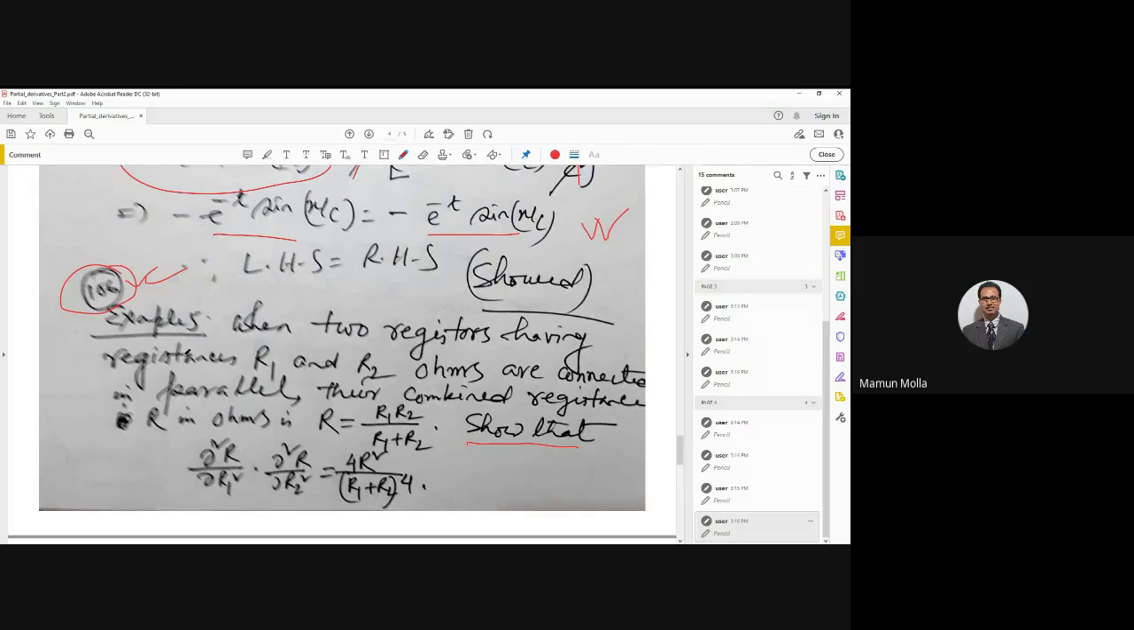Laws must be memorized, some formulas must be memorized. Now the example here is number 106. When two resistors having resistances R1 and R2 ohms are connected in parallel, we know in circuits there are parallel circuits and series circuits. Their combined resistance R is given as R equal to R1 R2 divided by R1 plus R2. Now can you tell me which one is dependent and which are independent?